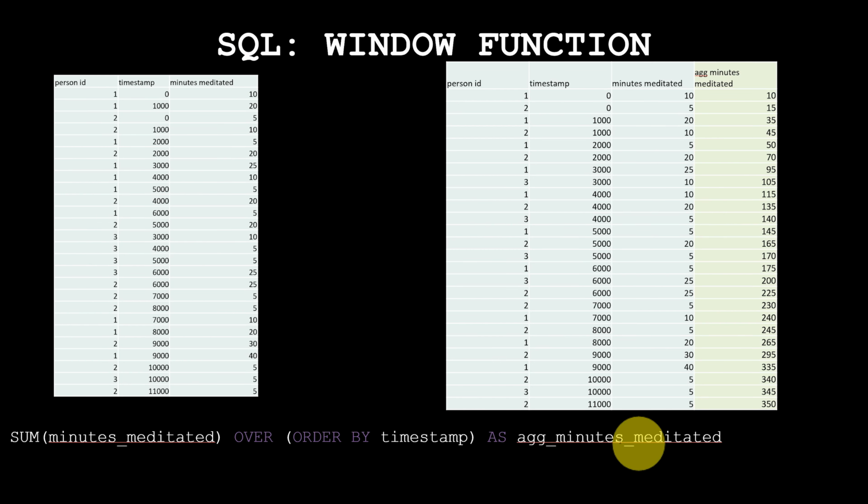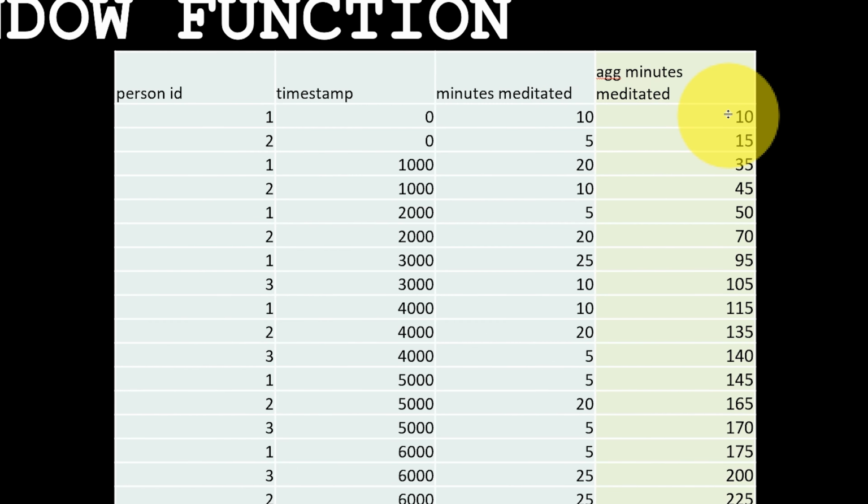Now, if we added a column called aggregate minutes meditated, and the definition of this column is a window function where we sum the minutes meditated over order by timestamp, then it's going to order by timestamp, and then it's going to start the rolling sum from this order. As you can see, minutes meditated here is 10, and the first timestamp that we have will have a value of aggregated minutes meditated of 10. Here we have 15, because if you add all of the minutes meditated, you get 10 plus 5, so 15 in total. And then you add 20, so that's why it's 35. And then you add 10, which is 45. You add 5, which is 50. So it's a rolling sum.